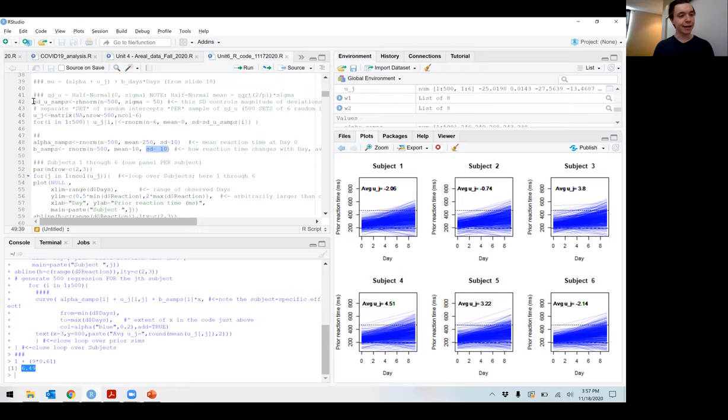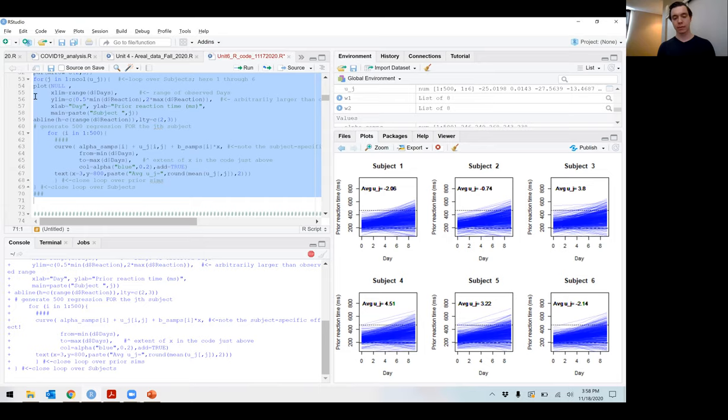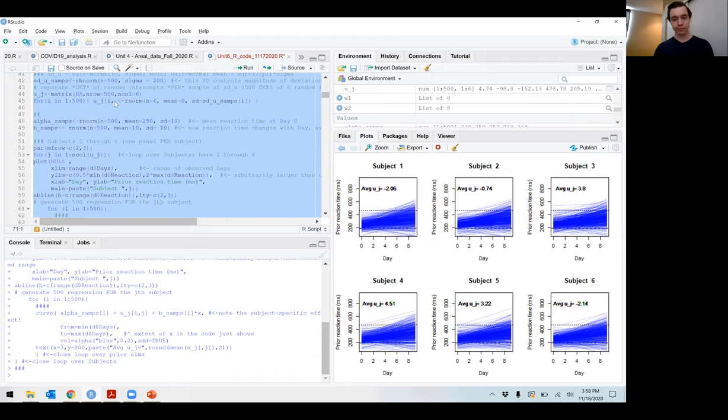everything starts with generating these sigma U's, which is how different the subjects are around our population mean. Here, I'm going to blow it up for us. Now our subjects are going to be super different around the population mean. I'll keep everything else the same, so you will see what happens. Our UJs, our average UJ, is going to be super different now. Just take a second to generate 6 times 500, 3,000 regression lines, and there it is.